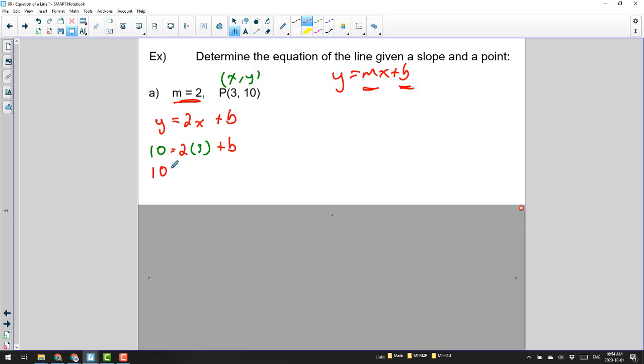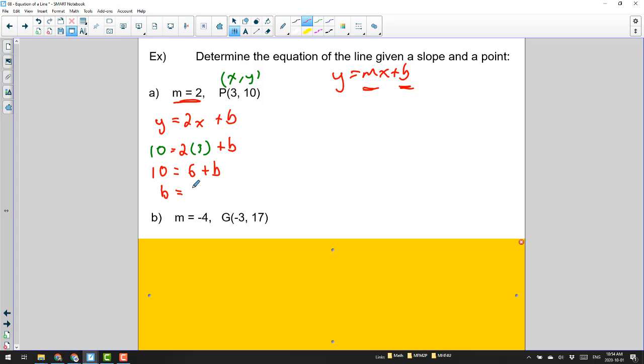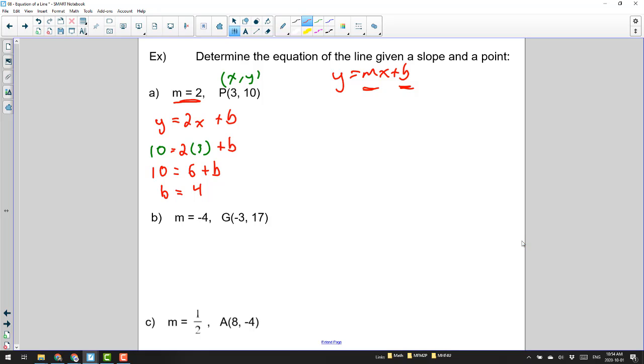So 10 is equal to 6 plus b. So 6 plus what is going to give us 10? I'll subtract 6 off both sides. And I get b is equal to 4. So if I know b is equal to 4, I know my m already. There's my equation of the line. So therefore, y equals 2x plus 4.